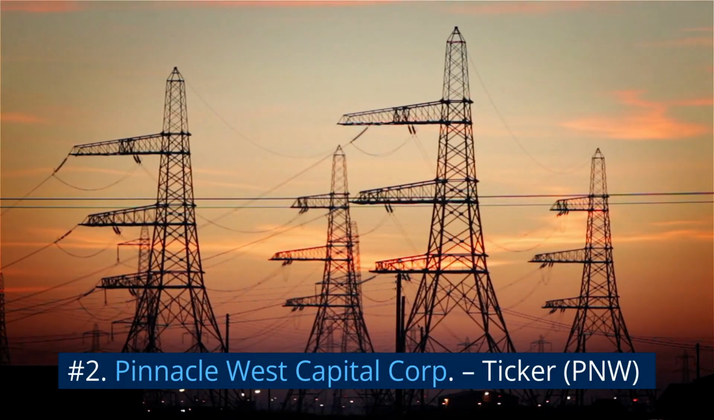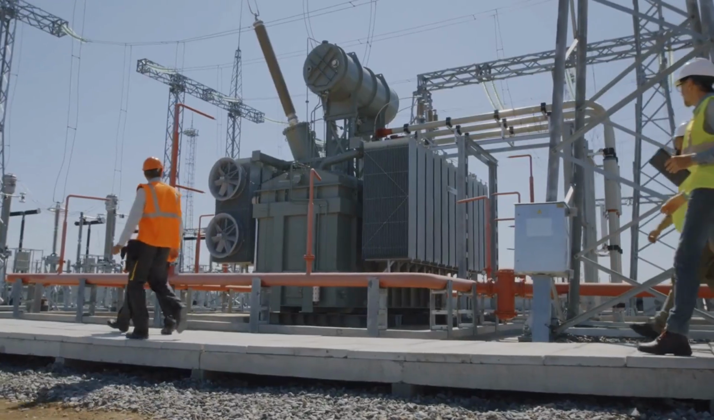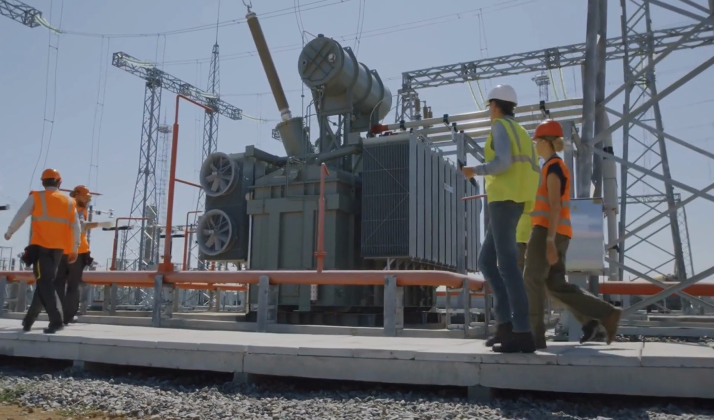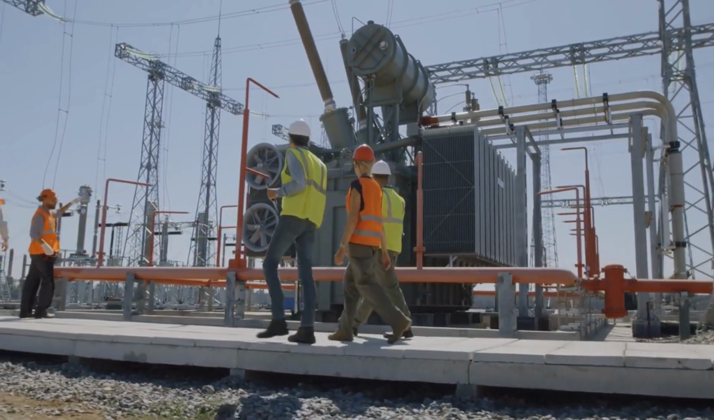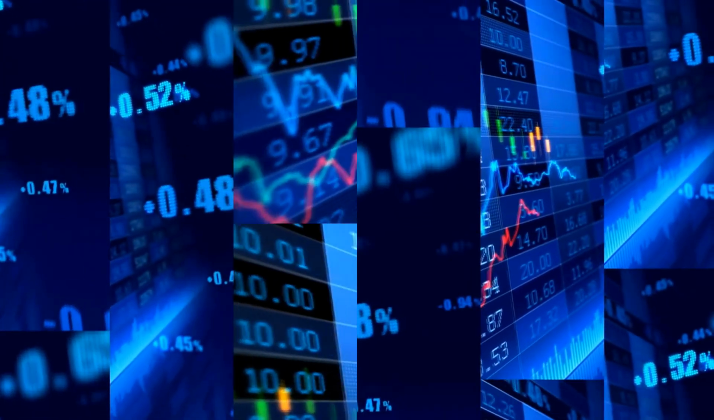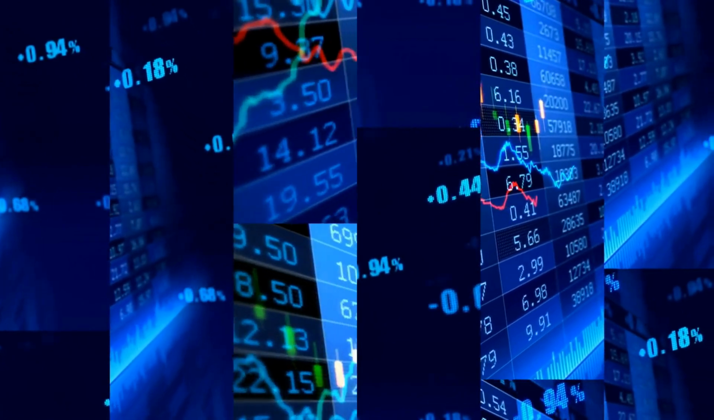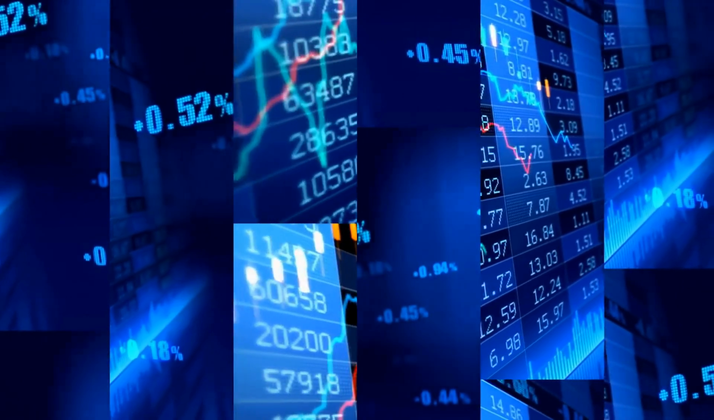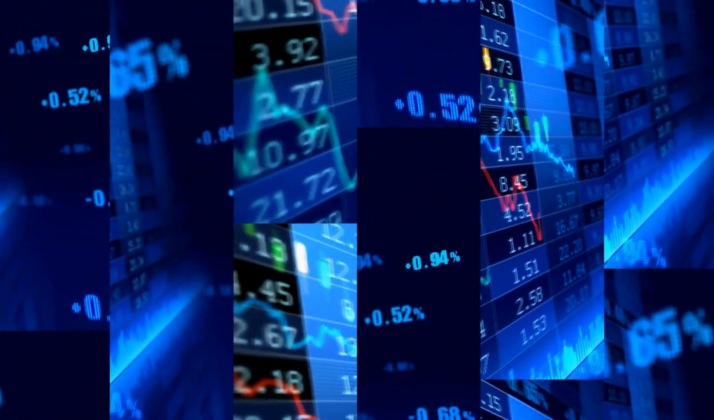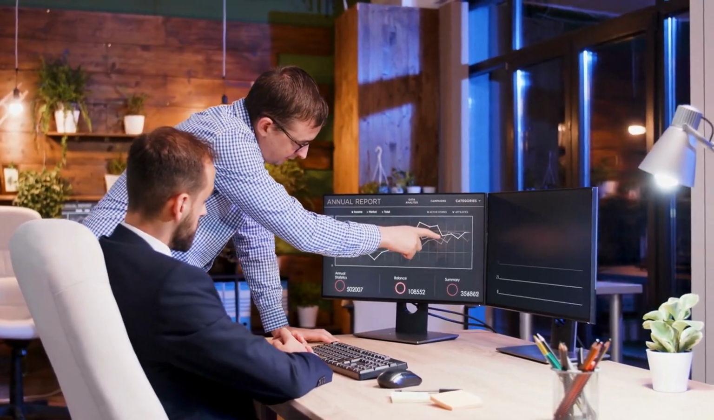Number 2. Pinnacle West Capital Corporation, ticker, PNW. This utility is based in Arizona, one of the fastest-growing states in the nation, meaning there will be more households and businesses to buy Pinnacle's electricity. The company expects retail customer growth of 1.5% to 2.5% this year. From 2022 to 2024, the company is planning to spend $4.7 billion on transmission, distribution, and generation assets and other costs. The biggest segment of that spending is $1.23 billion on clean generation.